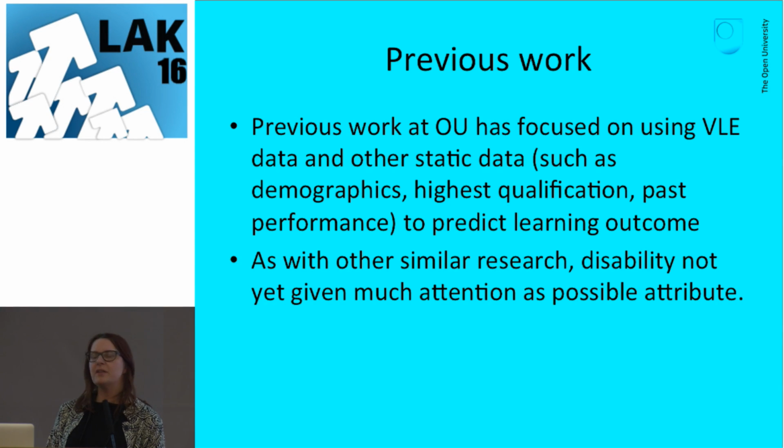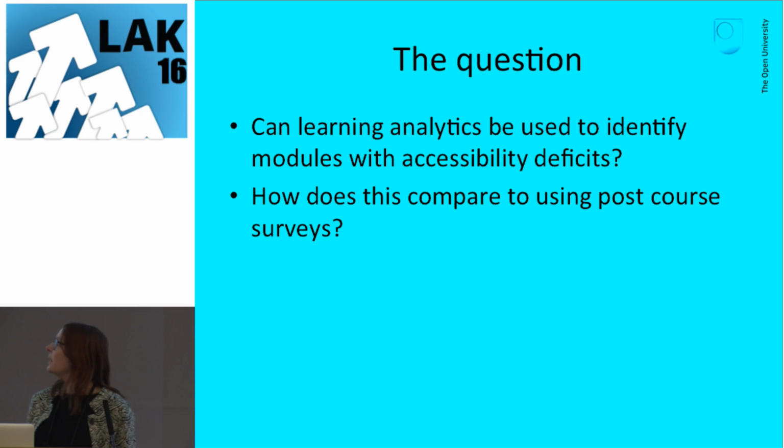As mentioned, previous work at the Open University has focused on predicting student dropout using things like demographic data and higher qualifications. Whether they've declared a disability or not may be used as part of the prediction, but it's not really focused on in terms of understanding how learning analytics can be used to benefit this particular group of users. So the question asked within this work was: can learning analytics tell us something about the accessibility problems with certain modules being presented at the Open University? And how does this information compare to using the post-course surveys?